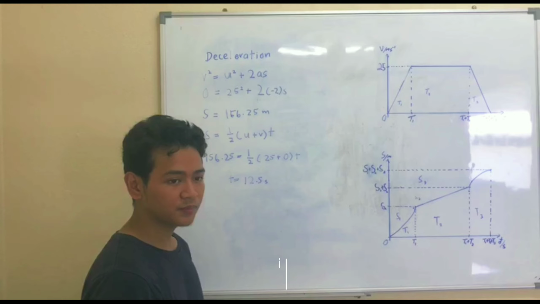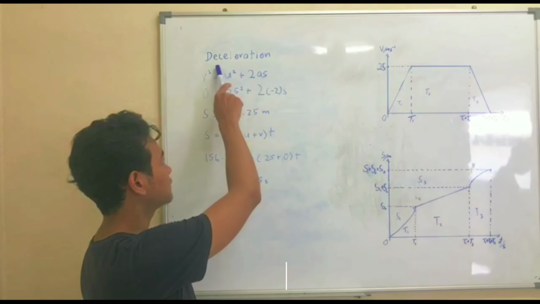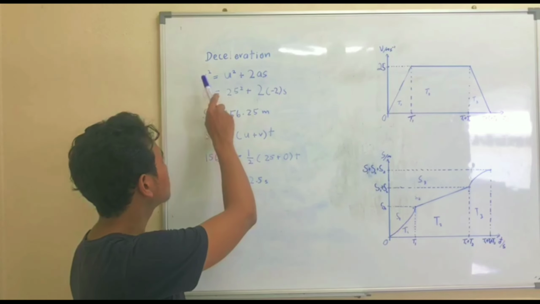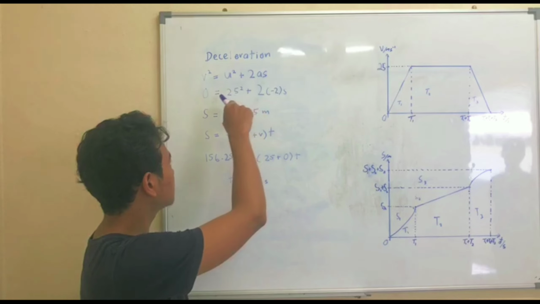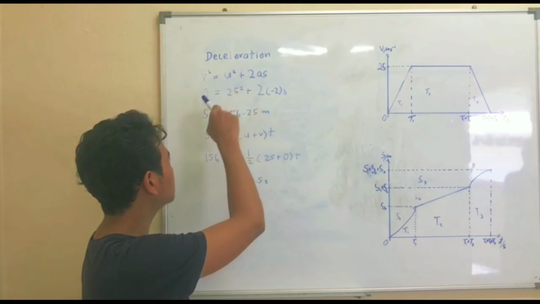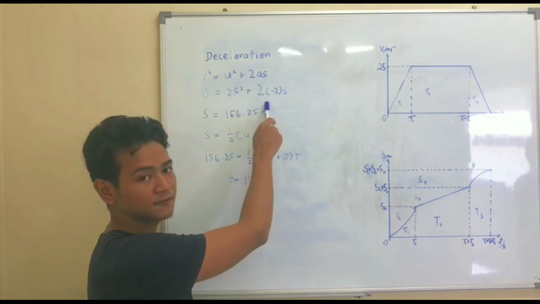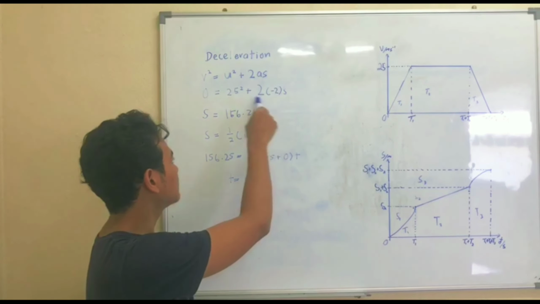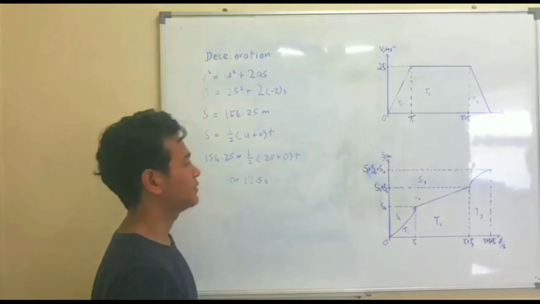Assalamualaikum warahmatullahi wabarakatuh. My name is Muhammad Zaid Azim bin Johari. We continue to find the deceleration of the train by using the formula V squared equals U squared plus 2AS. We input the values based on the formula: 0 equals 25 squared plus 2 times negative 2 times S. Then we get the value of S equals 156.25 meters.